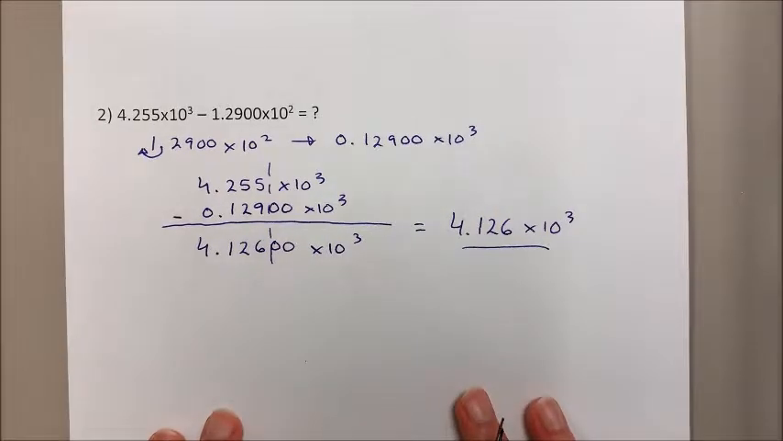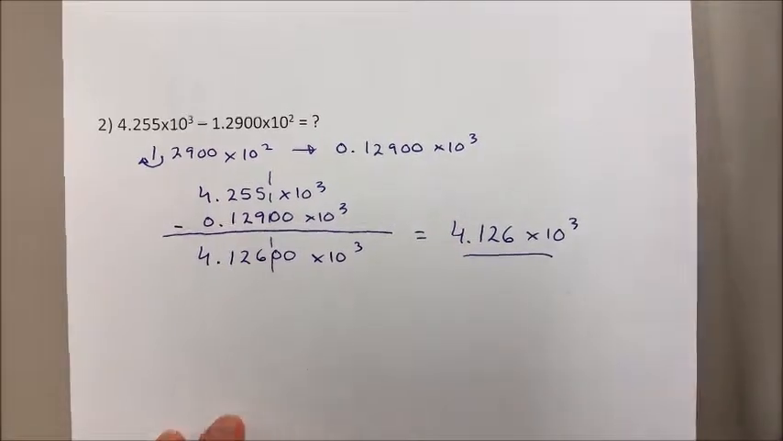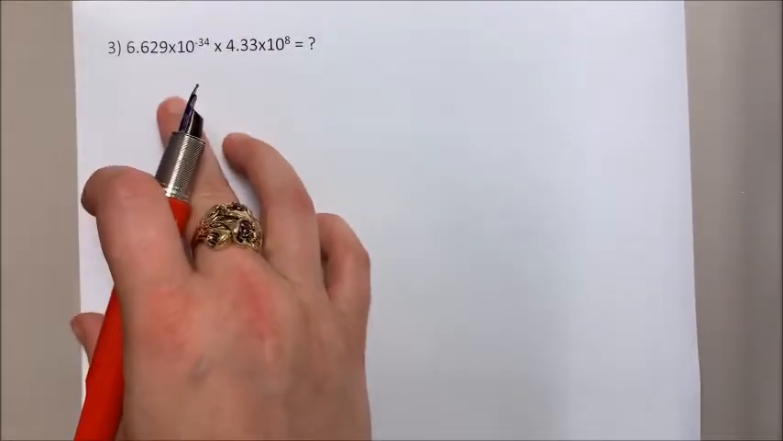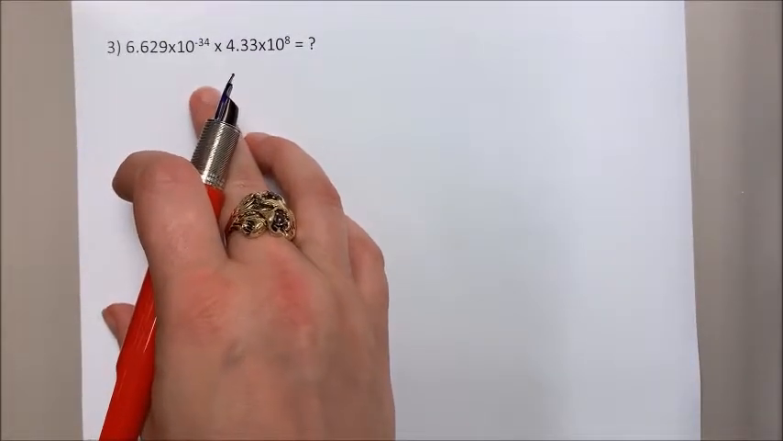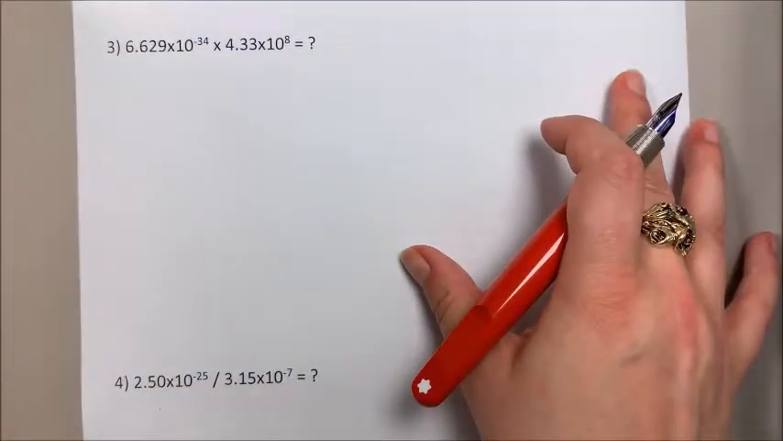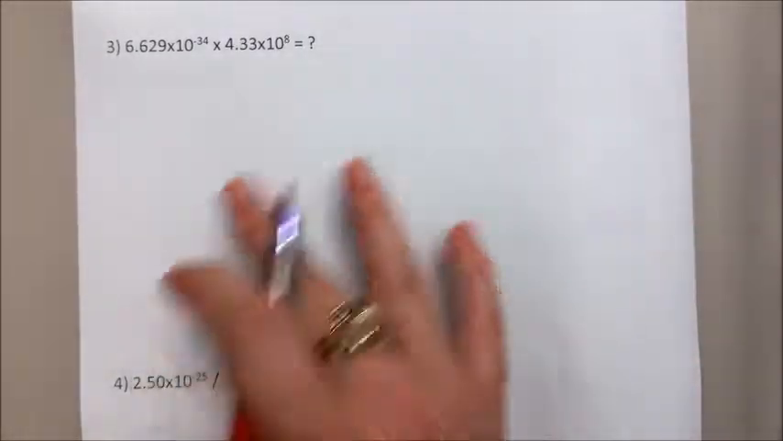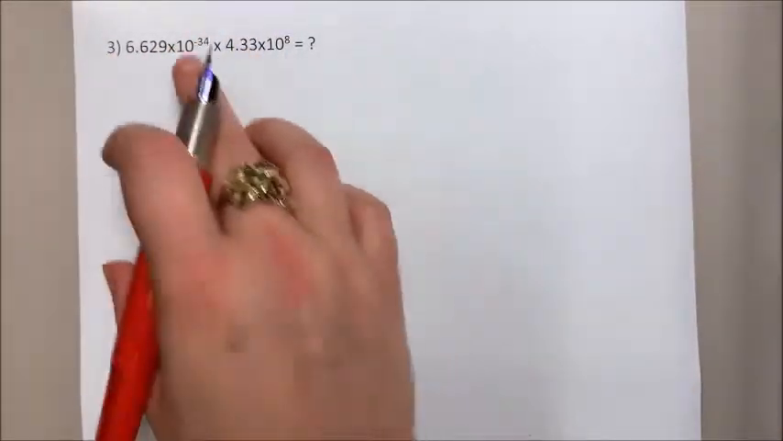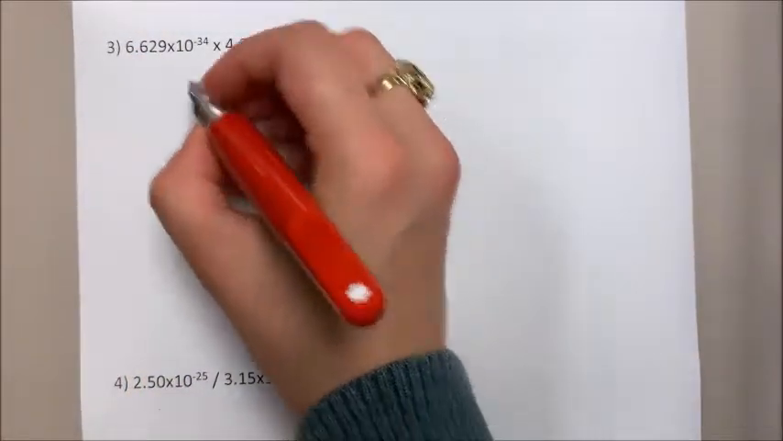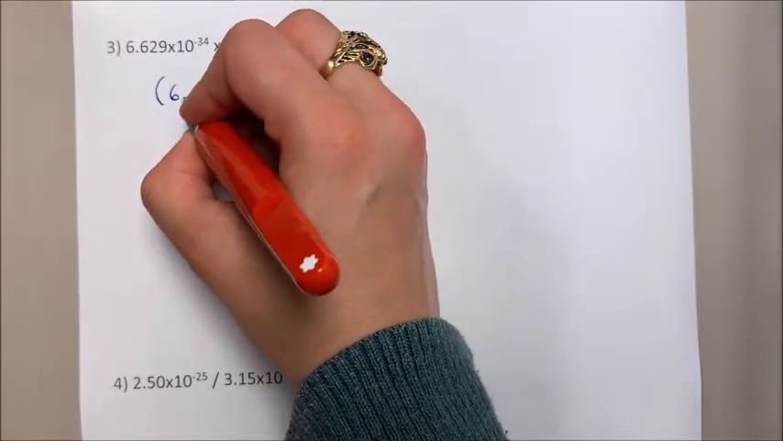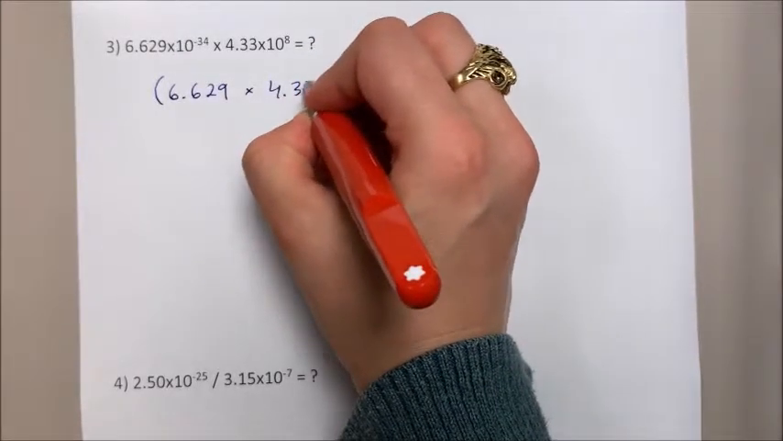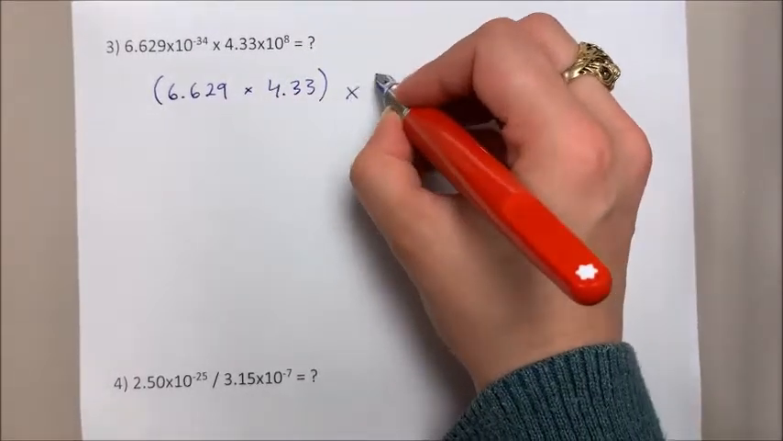Now that we've looked at addition and subtraction, let's check out examples for multiplication and division. We'll begin with 6.629 times 10 to the minus 34th times 4.33 times 10 to the 8th. We don't need to do any rounding here. All we need to do is rewrite this so that we handle the decimal portions and the powers of 10 separately. So we're going to multiply the decimal portions of our values. We're going to put in parentheses 6.629 times 4.33, and then that's going to end up times 10.